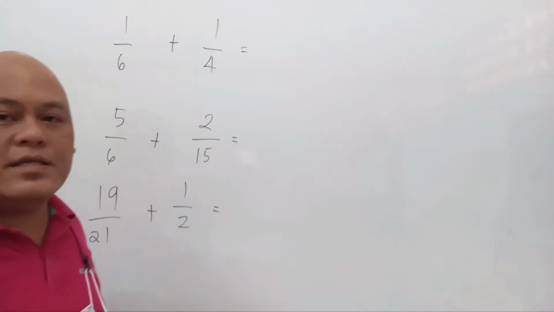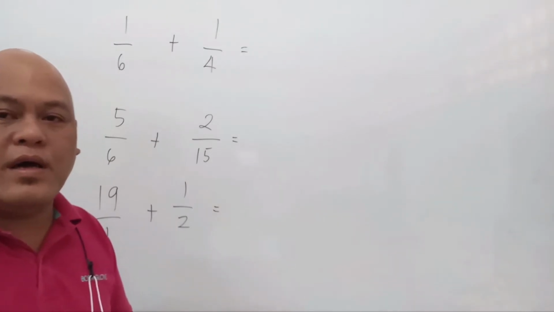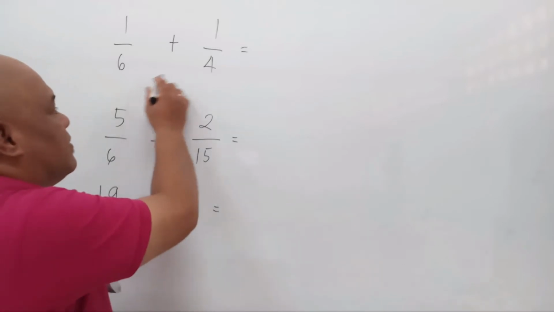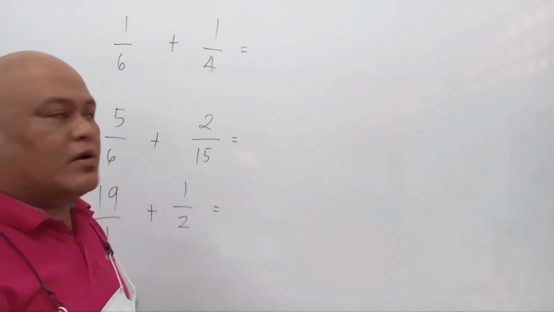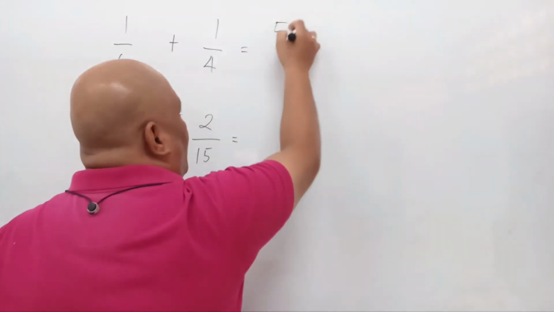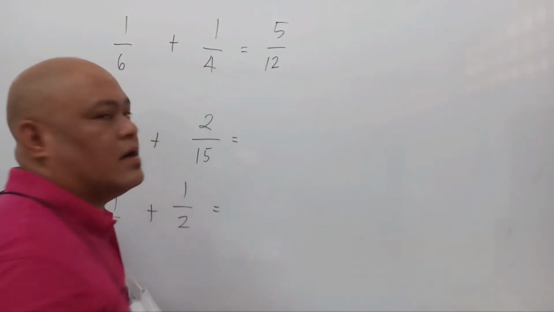Okay, so let's answer question number 1. We have here 1 over 6 plus 1 over 4. So what is your answer? It will become 5 over 12.